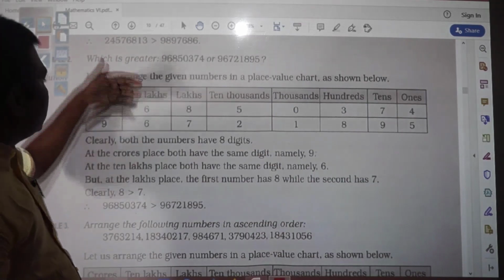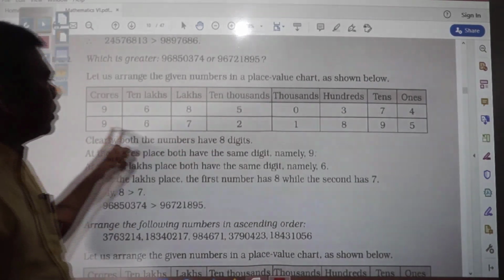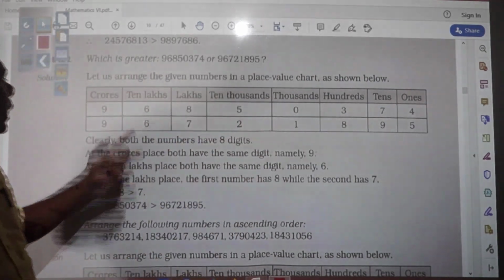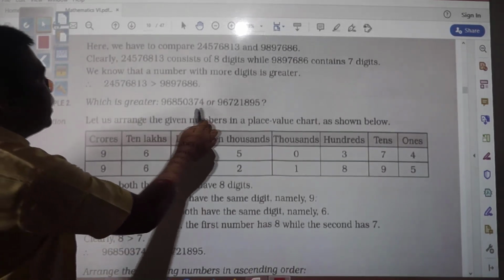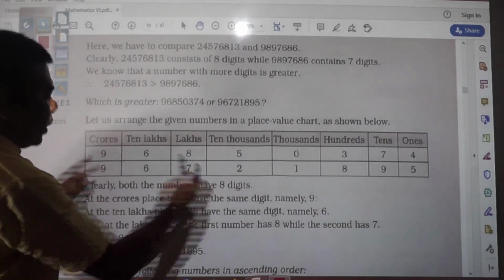Next you see, let us arrange. See, they have arranged also. In this form it can be arranged. This chart you can prepare and it can be arranged, so clearly it can be seen. Here you see, which is greater, this number or this? Simply they have made a chart and there they have written.